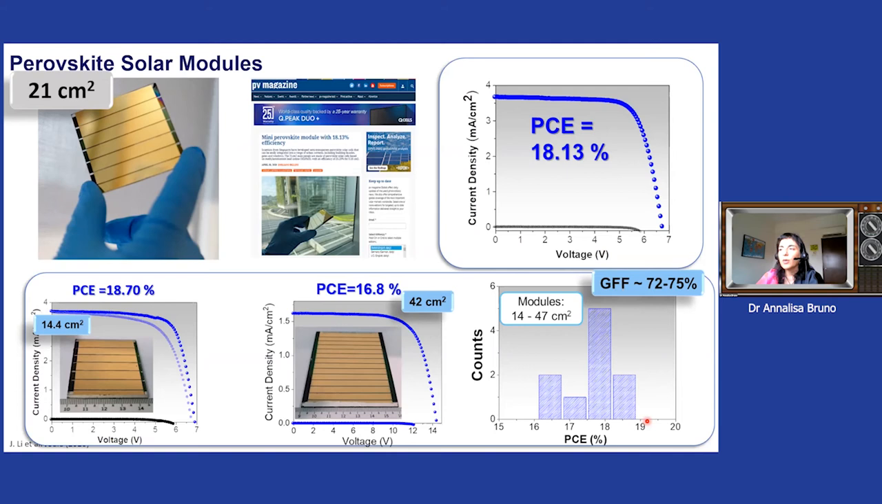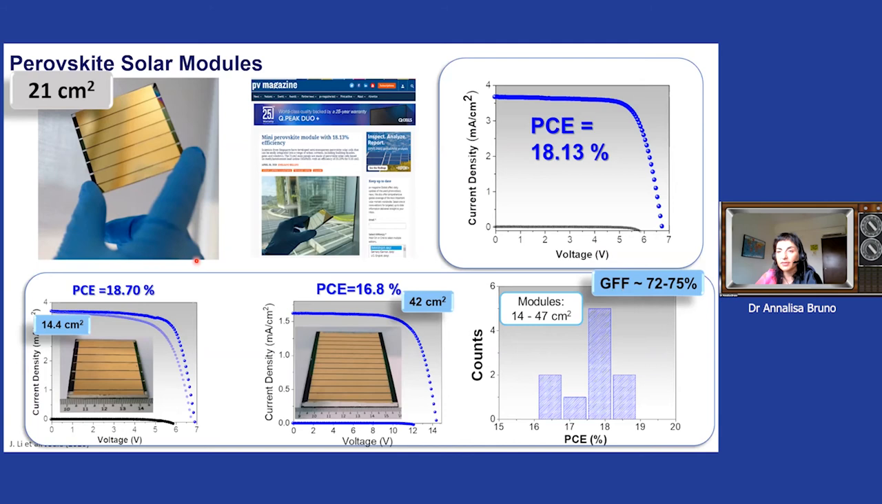As you can see here, I use this expression, GFF. What is GFF? It's geometrical fill factor. The geometrical fill factor means practically how much of the area is covered. So in this case, we cover just between 72 and 75 percent of the area. This is because we lose a lot in terms of dead area and distance between the cells.